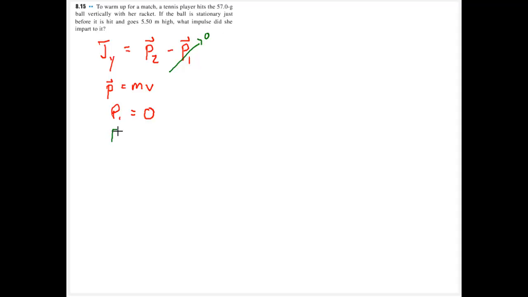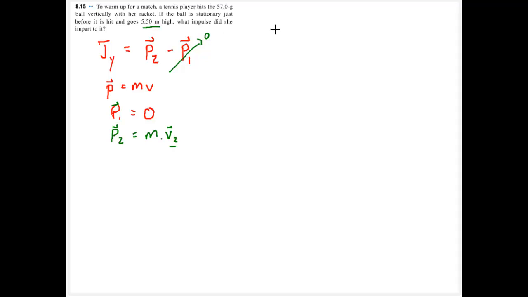Now to solve for my final momentum, which is after it has been hit, that's simply going to be the mass of the ball multiplied by the velocity just after it has been hit. I don't necessarily know what this is, but I know that the ball rises up to 5.5 meters. So what I can do is I can actually use energy conservation.